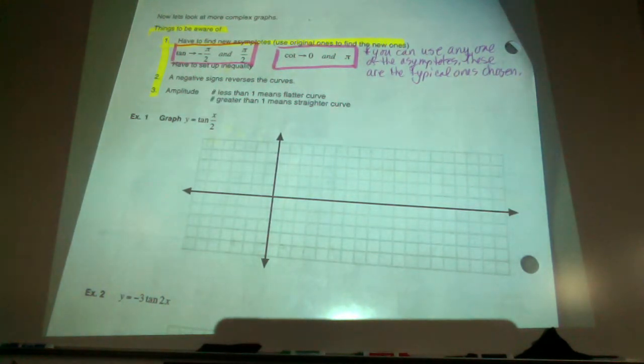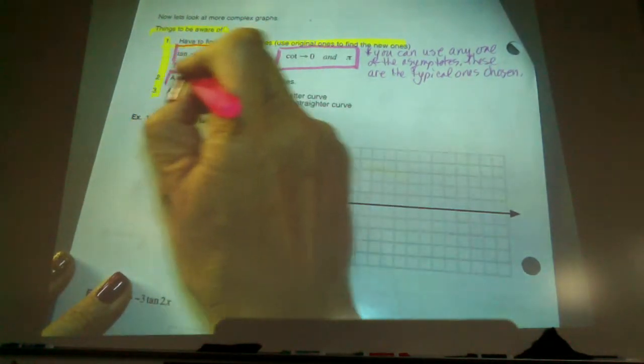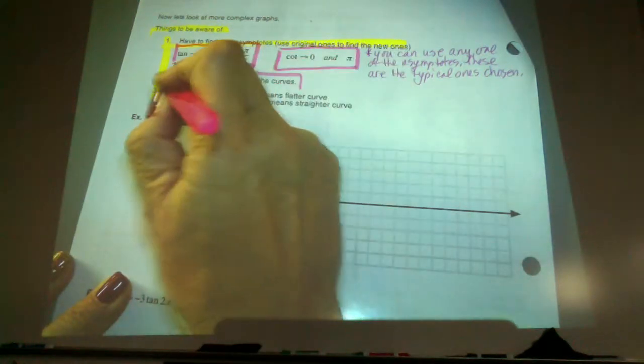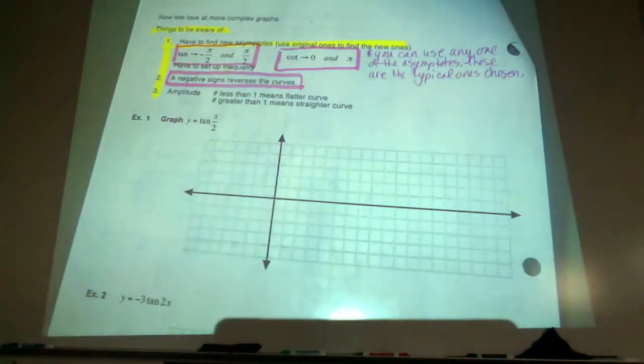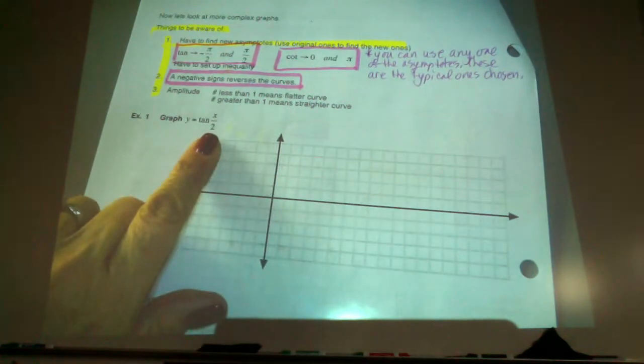Alright, and also, a negative sign is important, it reverses the curves. So a negative in front of a tangent reverses the curve so it looks like a cotangent curve. It doesn't affect the asymptotes, but it just changes the direction. And same thing with a negative in front of a cotangent. It reverses the curve so it looks like a tangent curve. That's all you're doing. It's essentially a reflection over the x-axis. We're not going to do a negative in here though. We'll do a negative outside, but not a negative inside.